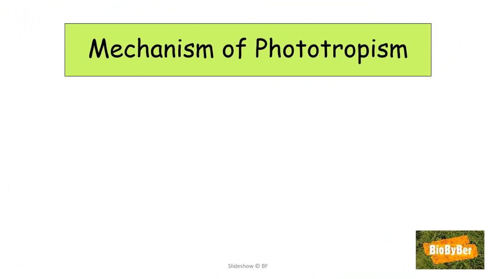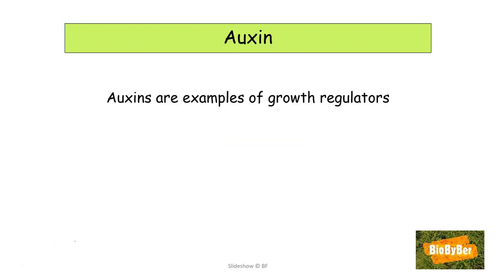Before we can study the mechanism of phototropism, we need to revisit our previous knowledge. Growth regulators, if you remember, are chemicals that control growth in a plant. Auxins are examples of growth regulators. They promote or encourage growth in a plant. There are many different types of auxin.